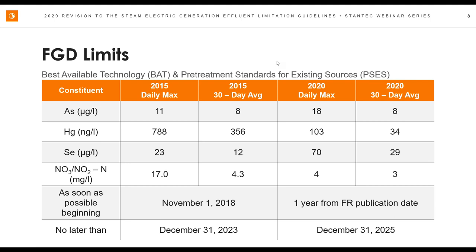And I can assure you that there are several of us on the call here that have more mercury in our saliva, due to some of our old fillings from when we had our jawbreakers and Nalin laters as a kid, than what's allowed in our wastewater today. With a daily max for mercury of 103 parts per trillion, selenium ended up going from 12 to 29 with a daily max of 70 parts per billion.